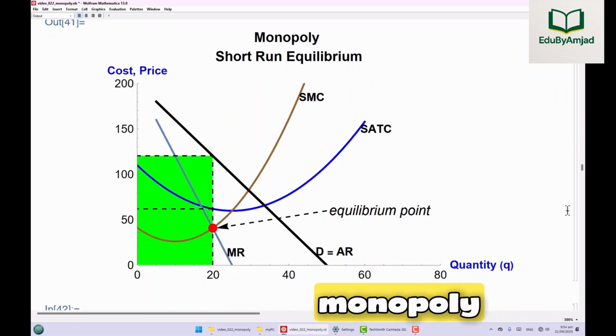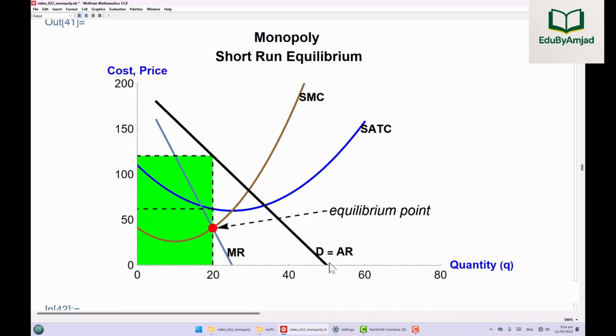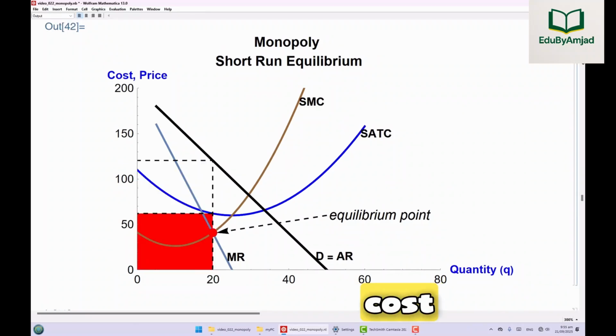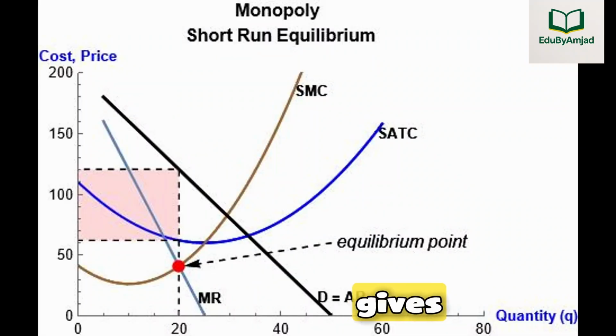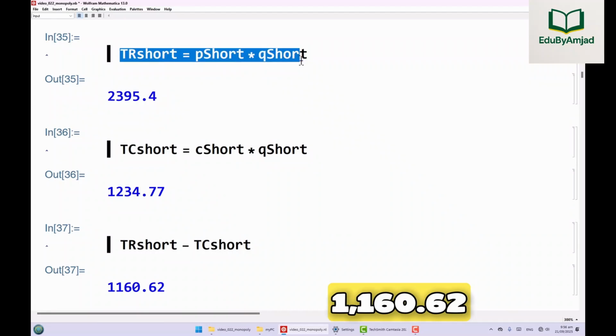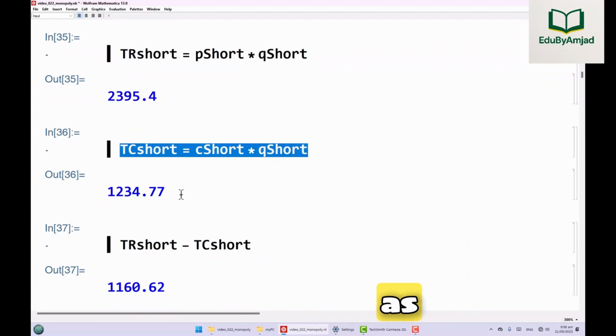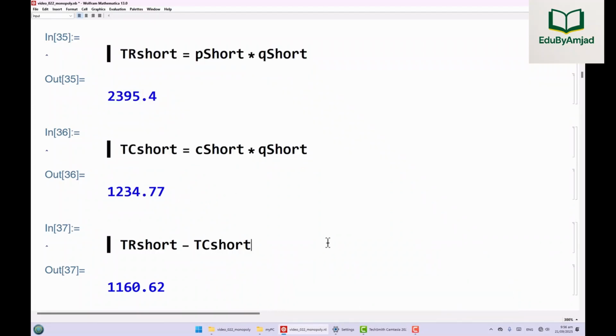Another way to calculate monopoly profit is by taking the difference between total revenue and total cost. Total revenue is shown by the green rectangle, formed by the equilibrium price and quantity. Total cost is shown by the red rectangle, formed by the equilibrium unit cost on the average total cost curve and the same output. The difference between these two areas gives the monopoly profit of 1,160.62, as confirmed by Mathematica.